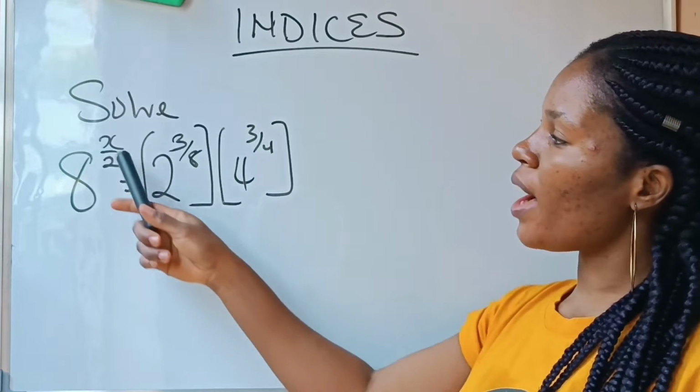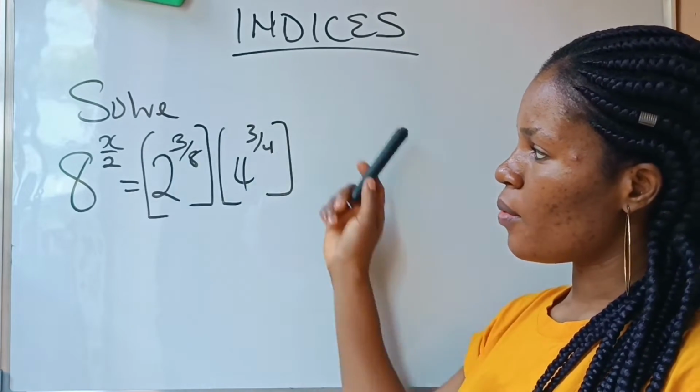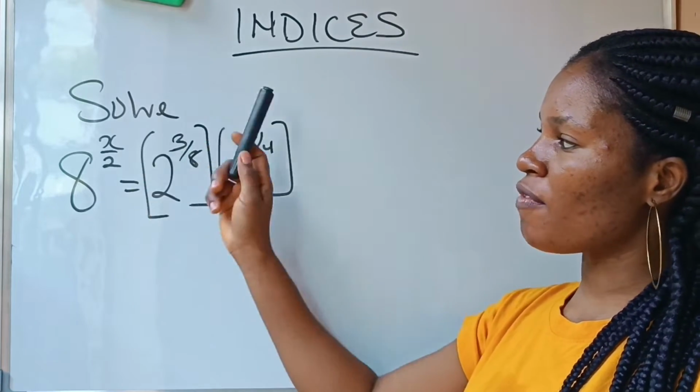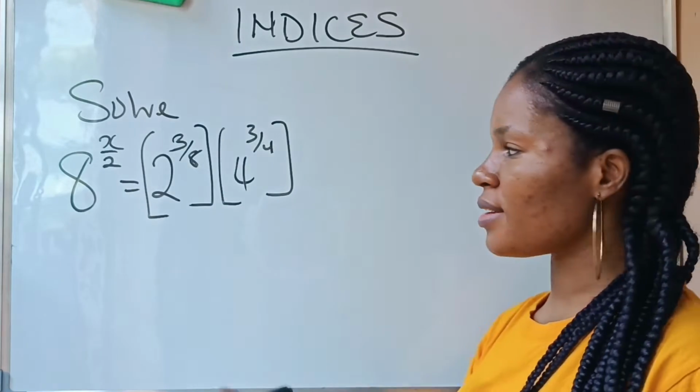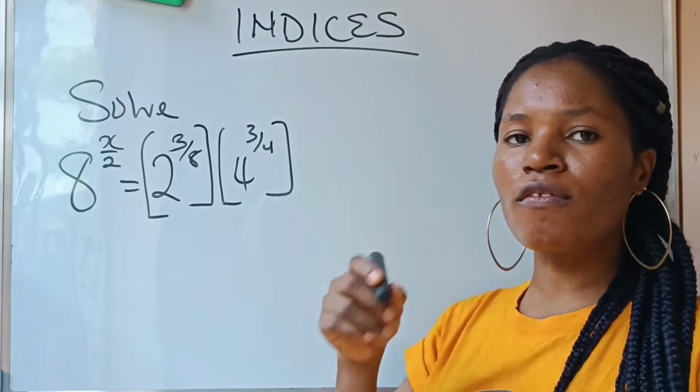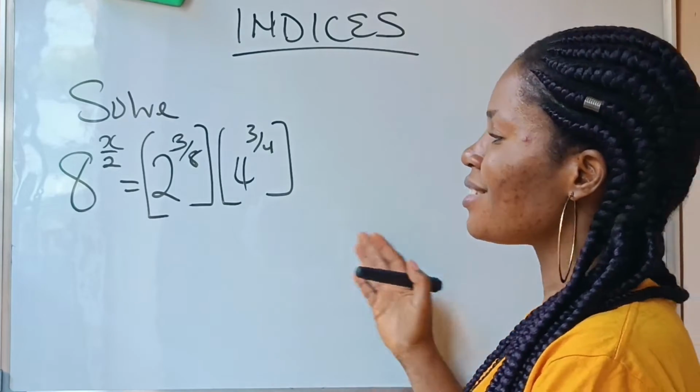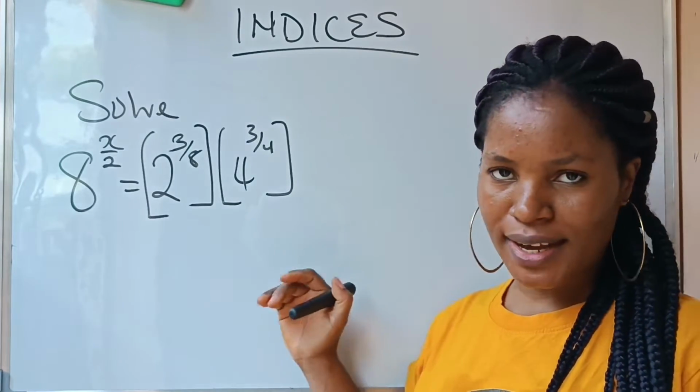Okay, now we are asked to solve for x here. We are asked to solve this: 8 raised to the power of x over 2 is equal to 2 raised to the power of 3 over 8 into 4 raised to the power of 3 over 4. Now this is indices. Okay, we are given something like this.